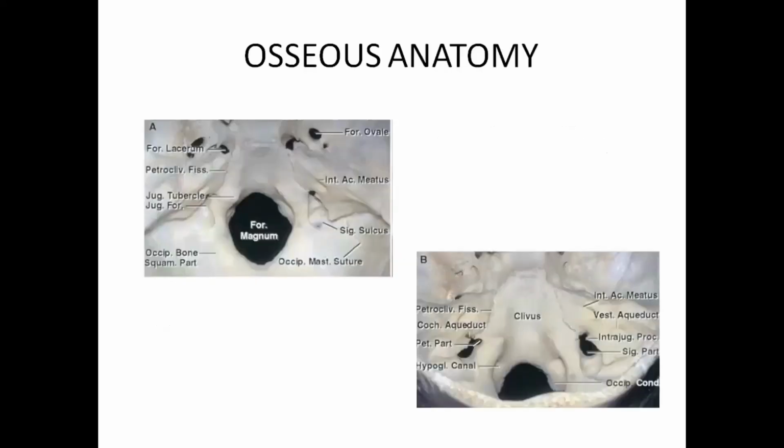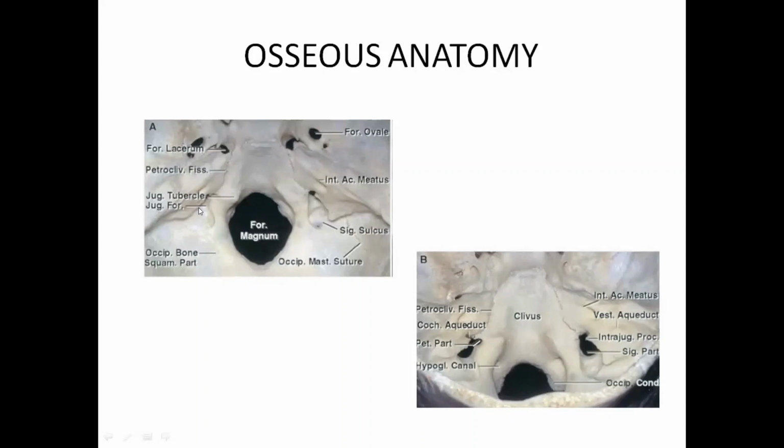So coming to the osseous anatomy, here we're looking at the jugular foramen from above. Here we can see that this large structure is your foramen magnum. Like we discussed earlier, the jugular foramen is basically a hiatus between two bones. This is the petrous part of the temporal bone, and this is your occipital portion. This is the squamous part of the occipital bone. This is the condylar portion. So this is the hiatus that we're talking about.